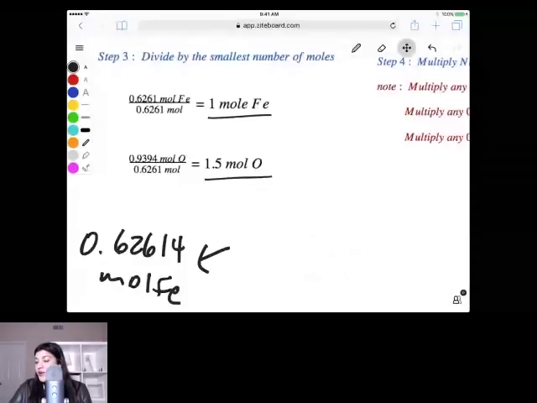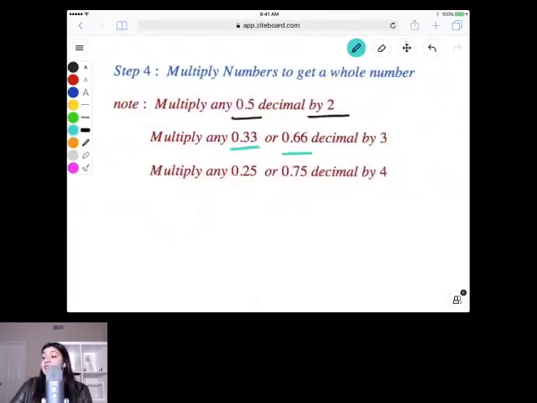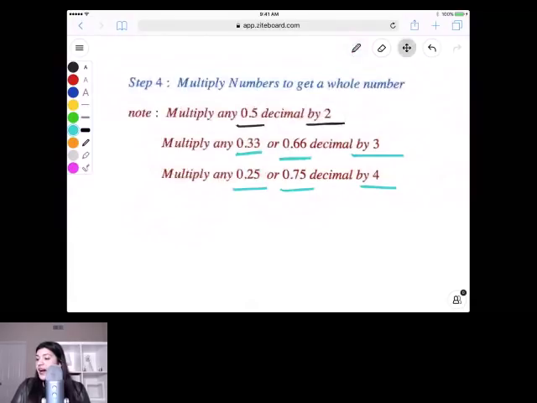So I'm going to go back to this. That's what we're going to do in this case, where I'm just going to multiply both of these values by 2, just because this one had a 0.5. And I'm going to show you the other ones we have to look at. If it ends in 0.33 or 0.66, we multiply by 3 to get a whole number. It's just to be able to get a whole number. And the last one: anything that ends in 0.25 or 0.75, we multiply by 4.